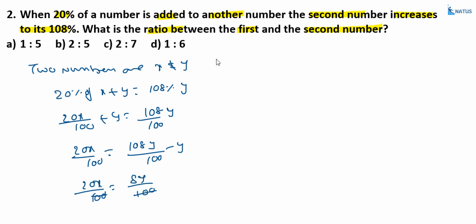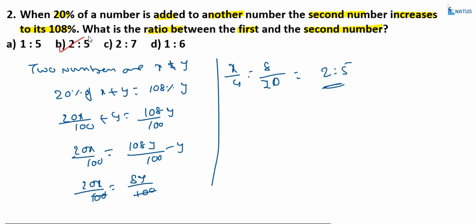The 100 can cancel. So what we require is the ratio x by y, that is equal to 8 by 20. x by y is equal to 2:5. Option B is the correct answer.